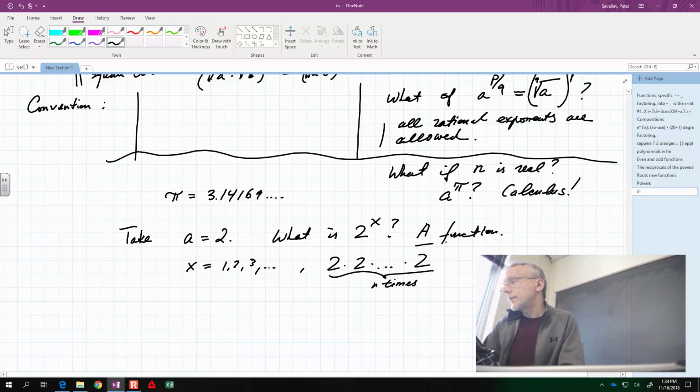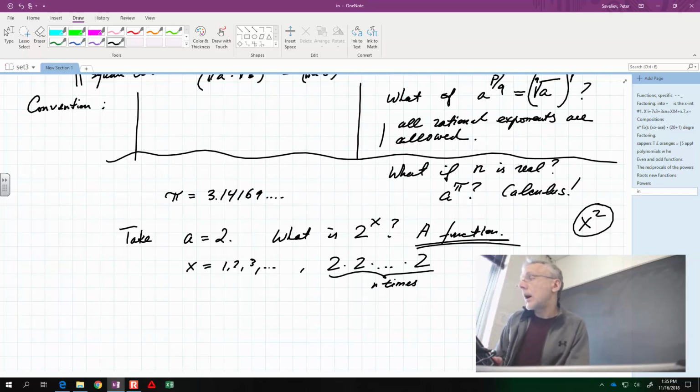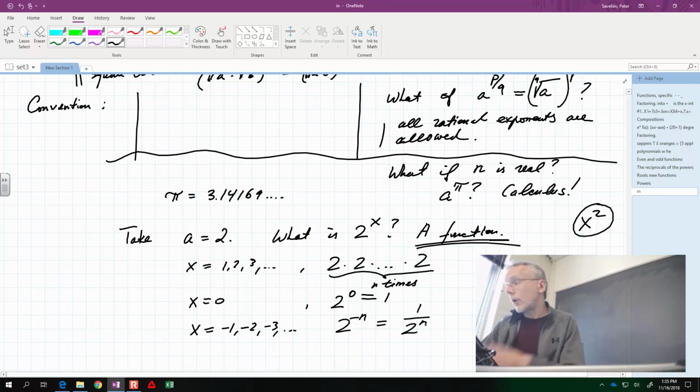So I'm trying to understand this new function that we haven't discussed at all in this class, but it becomes very important. 2 to the x power is not the same as x squared. Never confuse those. It's a new function, and we are taking a power of 2 repeated x times, but it works out only whenever x is 1, 2, 3, 4. When x is equal to 0, we know that 2 to the 0 is equal to 1. One more value: x equal to negative 1, negative 2, negative 3. We also know that 2 to the negative n is equal to 1 over 2 to the n, the reciprocal of this.